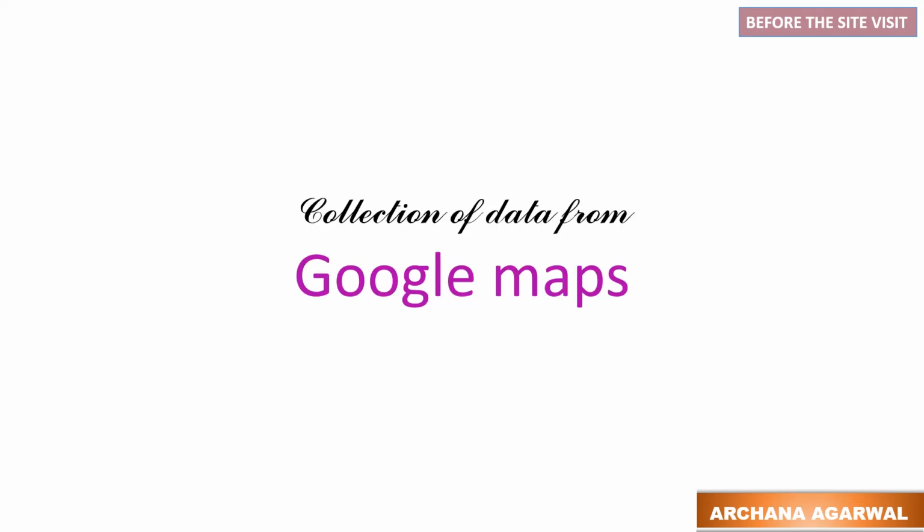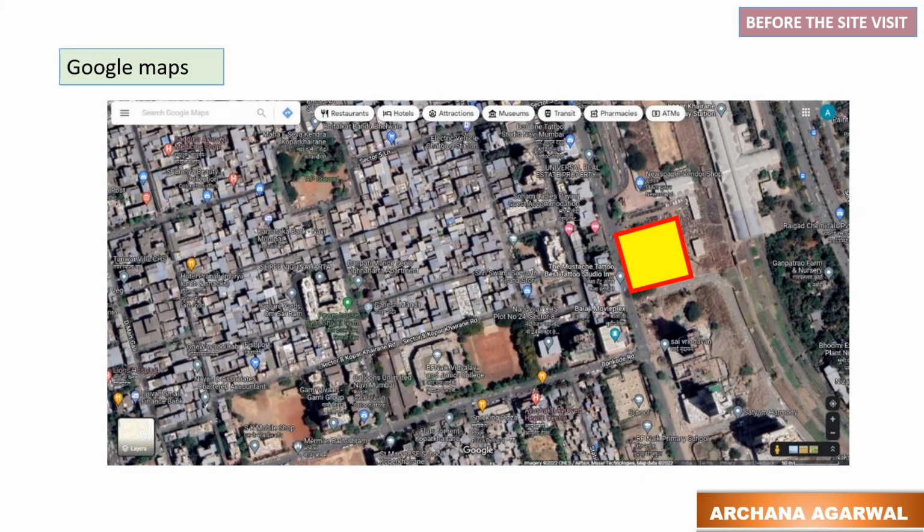Google Maps provide very useful information related to the site. After locating the site on the Google map, the basic information like latitude, longitude, altitude, and orientation of the site with respect to the north direction can be obtained.